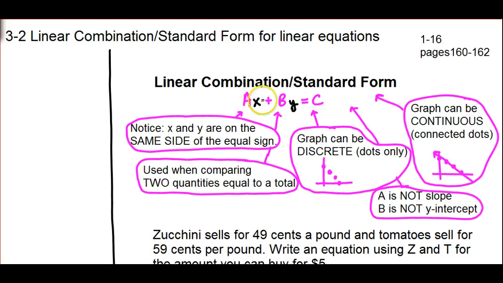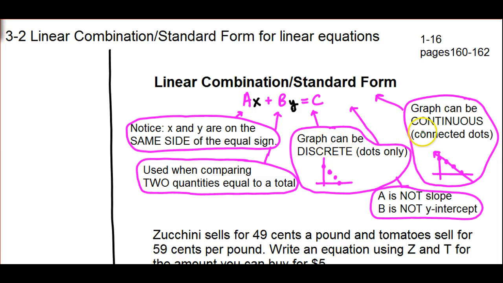Notice that the way that it's set up, the two variables that you're working with, x and y, will be on the same side of the equal sign, and the a, b, and c will simply be representing numbers. How do you know when to use this particular equation? Typically it's when you're trying to compare or take two quantities and add them up to equaling a total amount. Keep in mind that you don't always have to use the variables x and y. You can use whatever letters match with whatever equation or whatever situation you're working with.